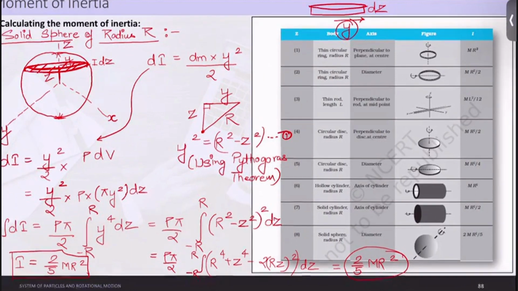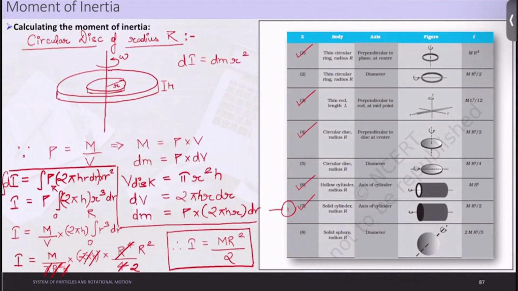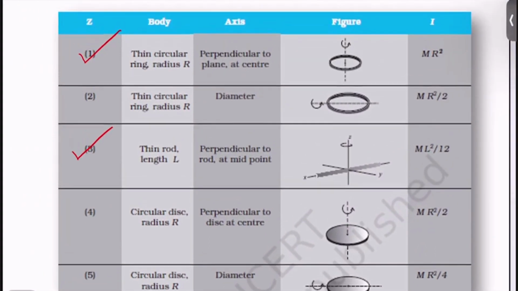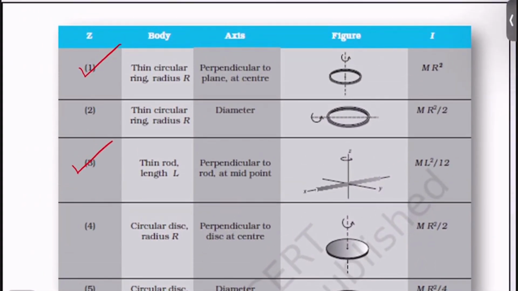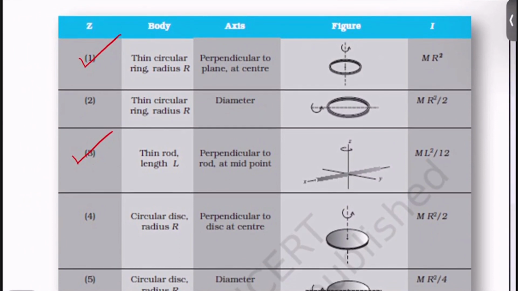Fine. So I hope this concept is clear to you. Now just look at this diagram once again, just look at this table once again. First of all, what was the thin circular ring? I explained what a thin circular ring is. Then just ignore the second part for now. Then the third is your thin rod of length l, that is ml square by 12. We derived it in the last lecture only, and we have revised this concept also.